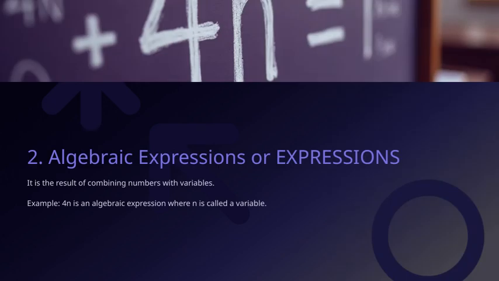Now, let's look at algebraic expressions, or simply called expressions. These are combinations of numbers and variables put together in a way that makes sense mathematically. Think of it as a kind of mathematical phrase that can represent a value or a relationship. The key point here is that expressions can include variables, like the n in our previous example, and these variables are what we call unknowns or placeholders that can change.